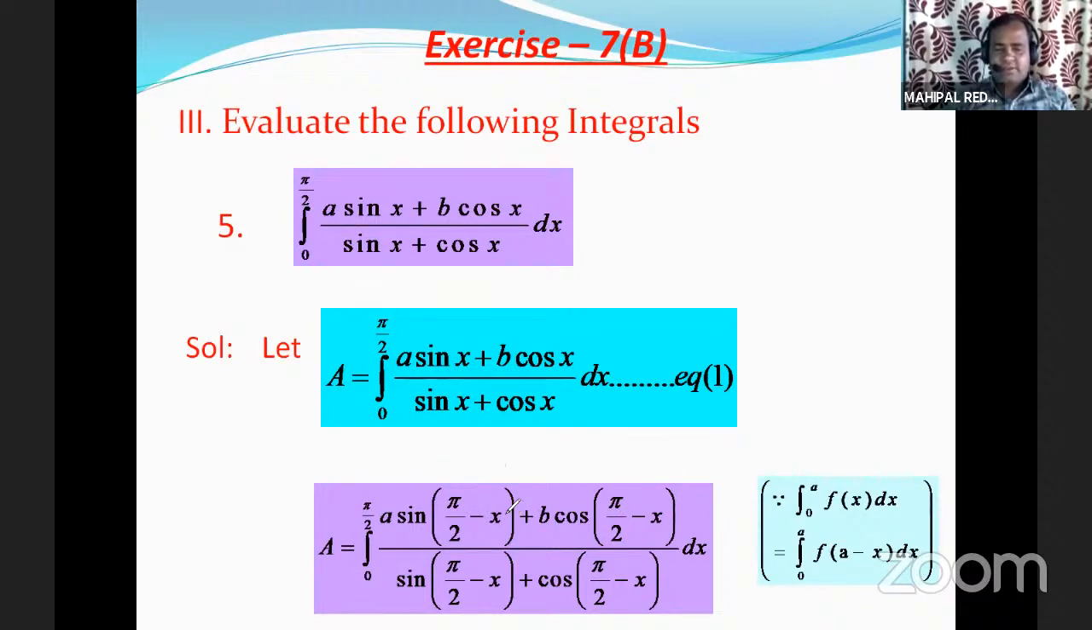What happens now? Sin of pi by 2 minus x, that is sin of 90 degrees minus theta, becomes simply cos x. And cos of pi by 2 minus x is sin x. So here sin of pi by 2 minus x is cos x, and cos of pi by 2 minus x is sin x. These are complementary angles.